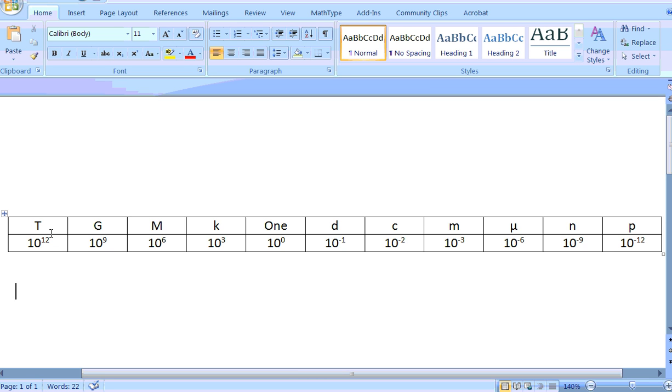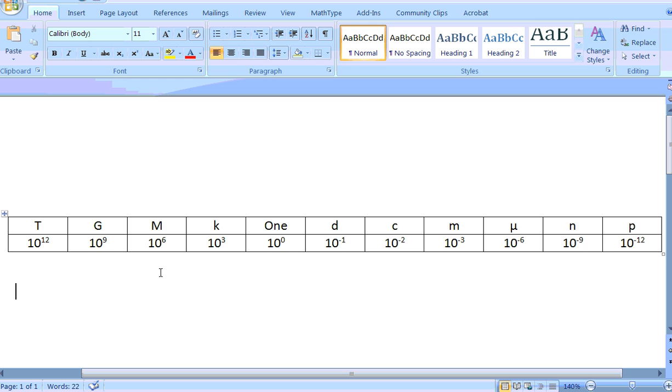metric conversions. Tera is 10 to the 12, giga 10 to the 9, mega 10 to the 6, kilo 10 to the 3, 1. Anything to the 0 power is 1. Deci negative 1, centi negative 2, milli negative 3, micro negative 6, nano negative 6. I'm sorry, negative 9, and pico negative 12.